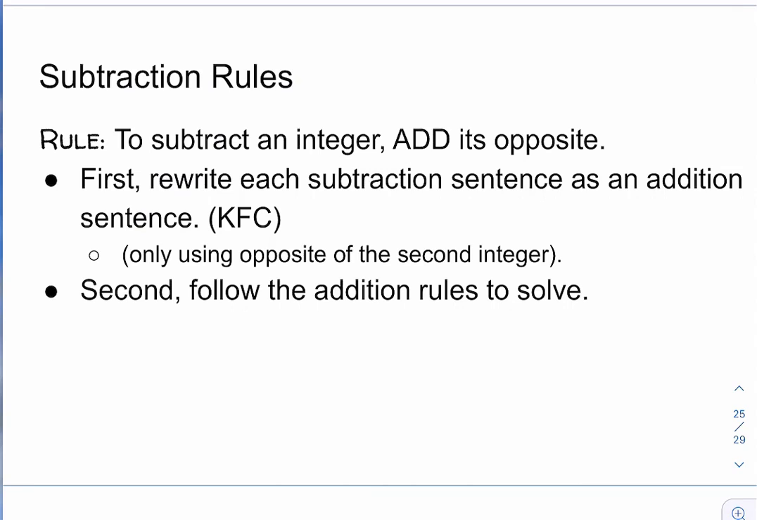Here we go with some integer subtraction. In this video we're going to talk about using the rules to subtract integers. So here we see the rule. There's one rule for integer subtraction: to subtract an integer, add its opposite.